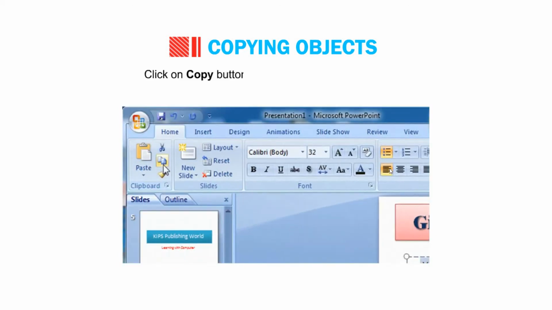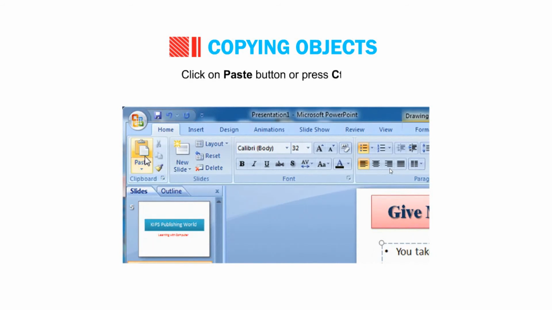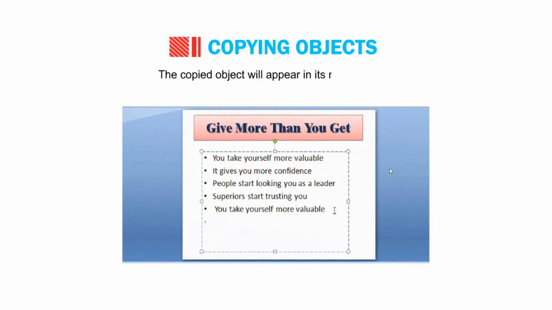Click on the Copy button or use the Ctrl+C key combination. A copy of the selected object is placed on the clipboard. Place the cursor after the last point. Click on the Paste button or press Ctrl+V. The copied object will appear in its new location.